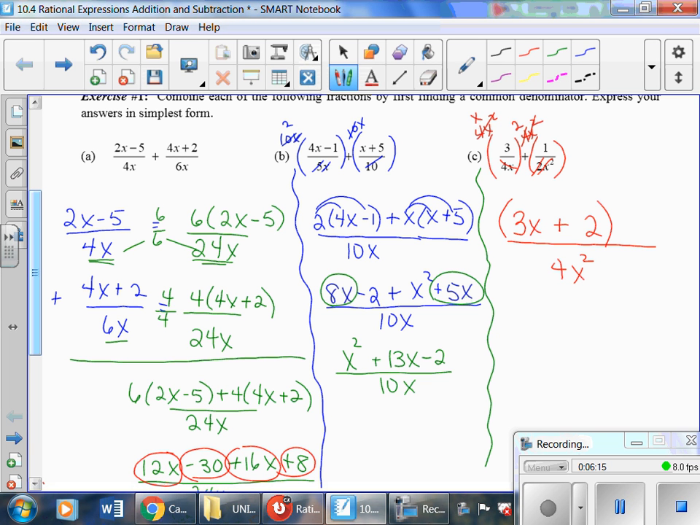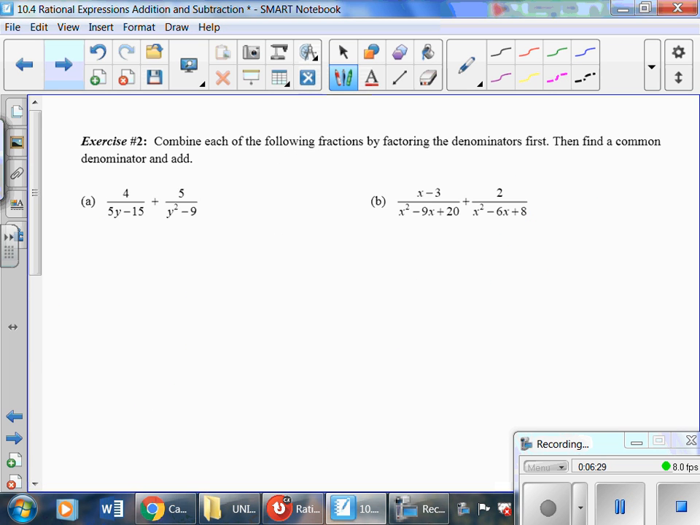All right, now we're going to move on to a little bit more difficult ones, but you might find them to be easier because you're using factoring and it's not quite as bulky as some of these are. So let's take a look at exercise 2. The fun thing about these is you get to do all kinds of factoring and then determine what your common denominator is from your factors.